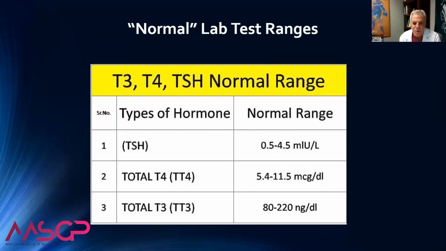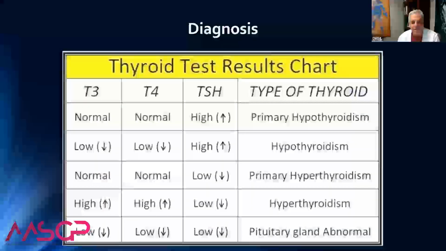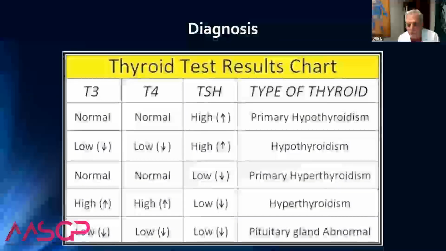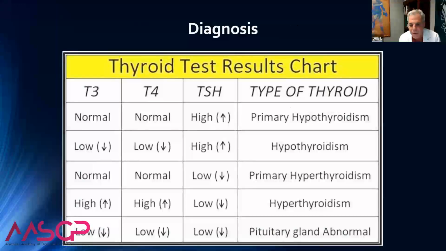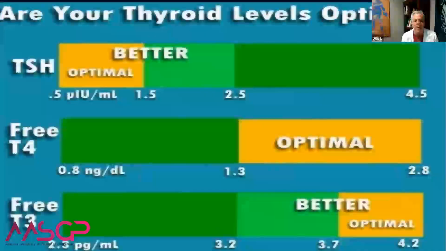Here are some normal lab values for the T3, T4, TSH range. This is a way to classically diagnose hypothyroidism and hyperthyroidism, primary and pituitary. So high TSH with normal T3, T4 is primary hypothyroidism. A high TSH with low T3, T4 is hypothyroidism. Low TSH with normal T3, T4 is primary hyperthyroidism. Low TSH, high T3, T4 is hyperthyroidism. And if everything is low, it's usually something in the pituitary gland.